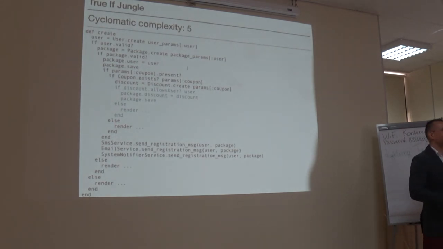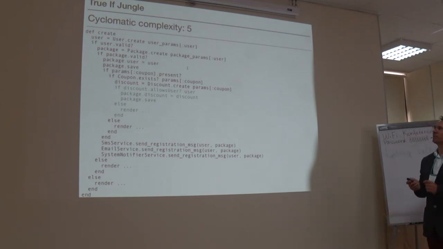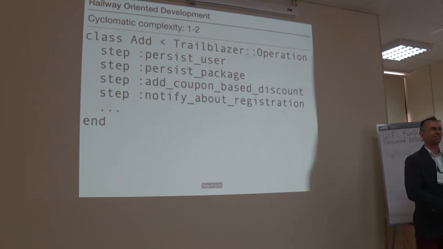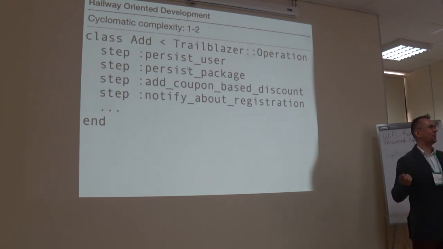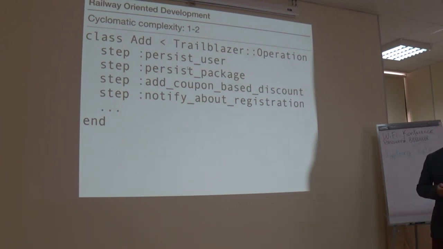And do you remember in our first slides, we had the huge if solution, that huge registration code, the huge if jungle with the cyclomatic complexity of 5. I would say that using these techniques I showed you earlier, we can replace all this code by something like this. So I think this is a much nicer solution. We have to persist the user, we have to persist the package, we have to add a coupon-based discount, and we have to notify the registration, and that's it.